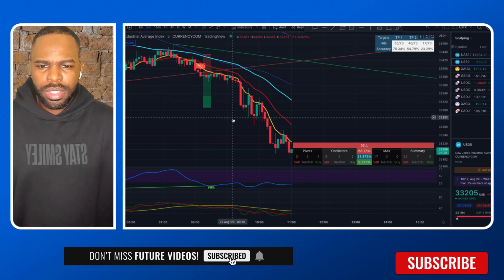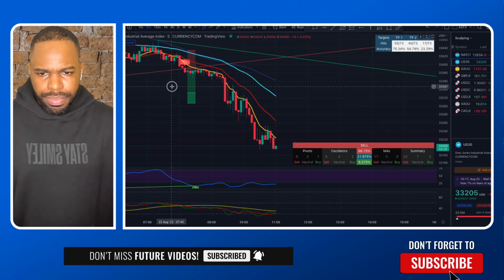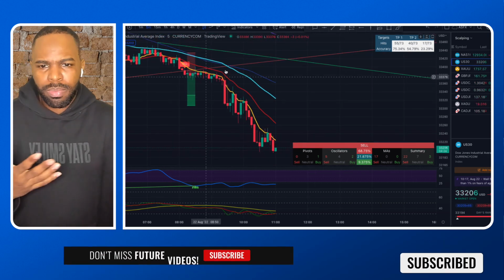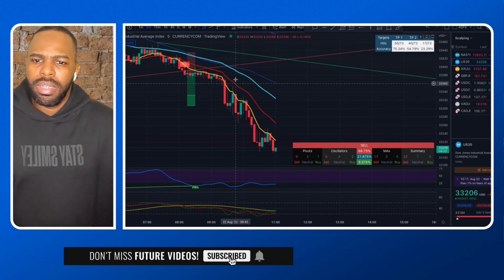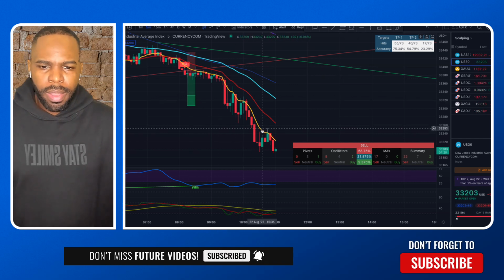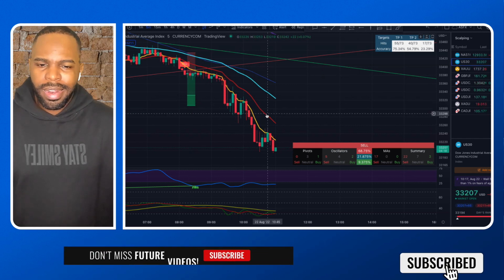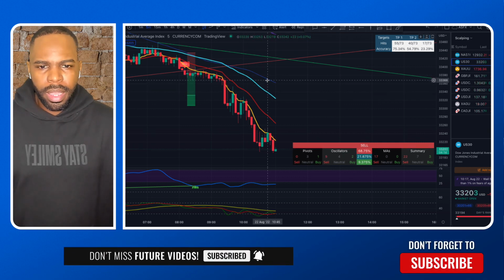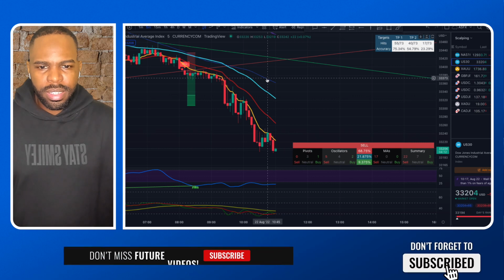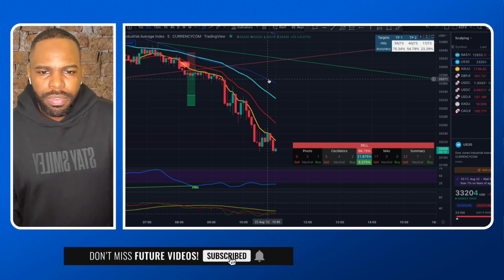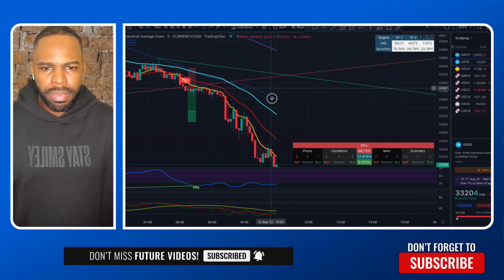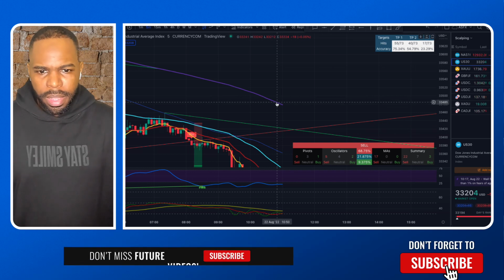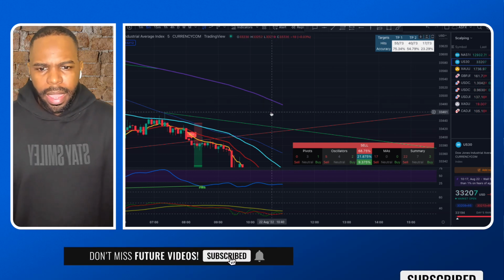But as you can see, another thing that's helping me out is my moving averages, my EMAs here. As you can see, this yellow line right here is my 8 EMA. This red line is my 21 EMA. This blue line right here is my 50 EMA, and then this right here is my 66 moving average right there. And then this purple line is my 800 EMA.